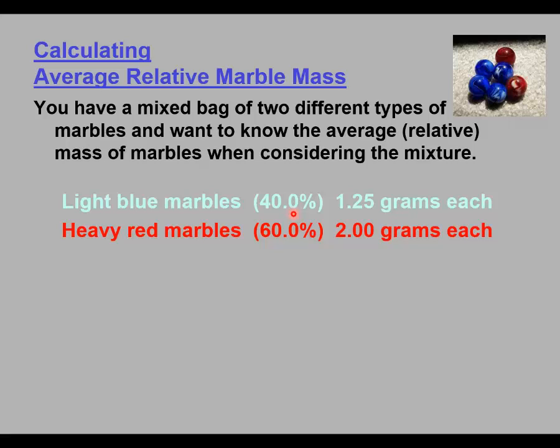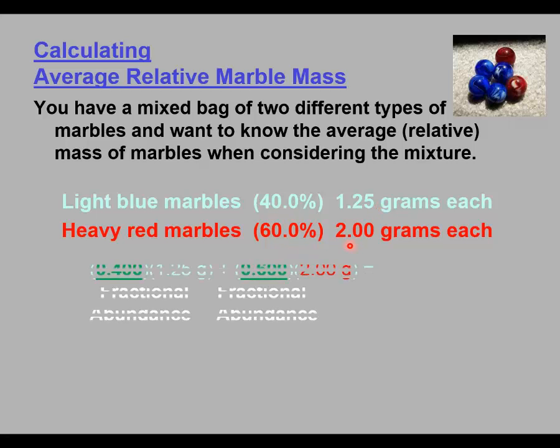One of the things I want to do when I'm doing calculations to determine relative atomic mass is take my percent values and divide them by 100. This will give me a fractional abundance of the marbles. So if I divide 40 by 100, I get 0.4 for my fractional abundance of the light marbles. If I divide 60 by 100, I'm going to get 0.6 for my fractional abundance for the heavier red marbles. So what I will do is take the fractional abundances times the mass of each and add them up. So here's how I set it up.